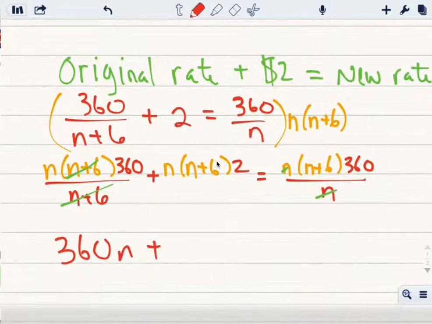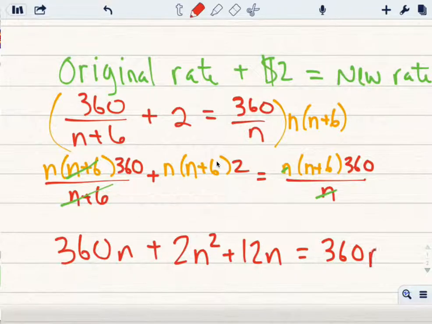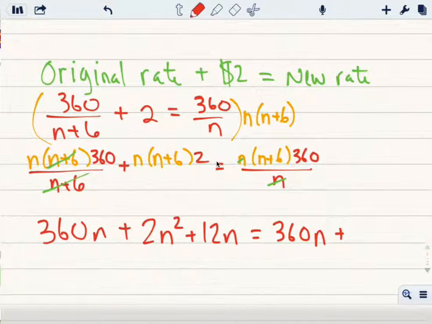360n plus 2n squared plus 12n equals 360n plus whatever 6 times 360 is, and 6 times 360, that's 1800 plus another 360 is 2160.